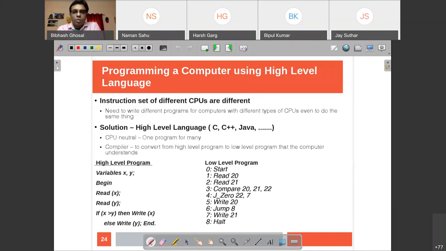So if you write a program using this instruction set, writing the program using the instruction set was difficult, right? Because we are limited by only that number of instructions. Everything I have to do using them. And importantly, this instruction set will keep on varying.